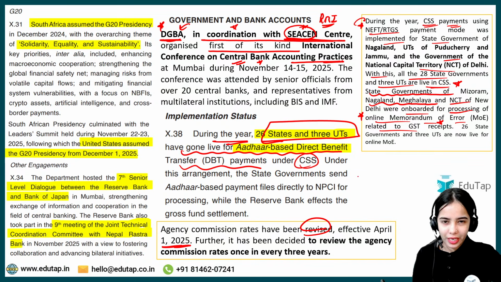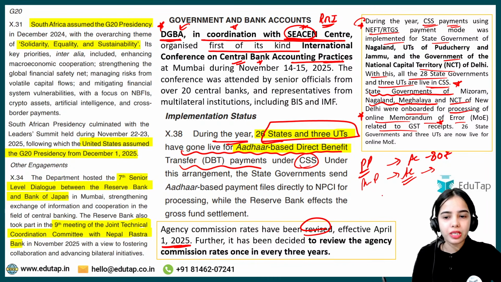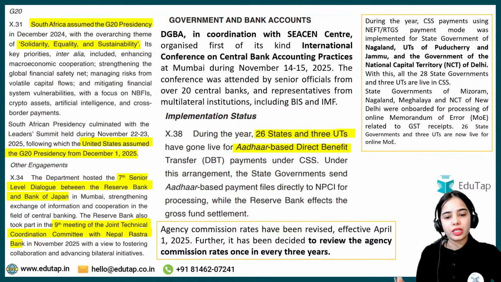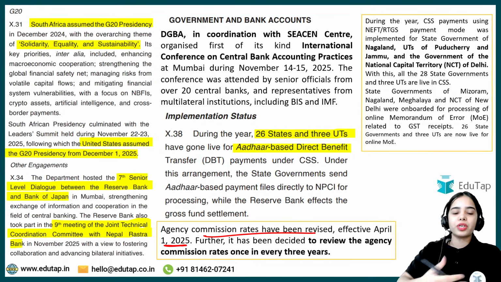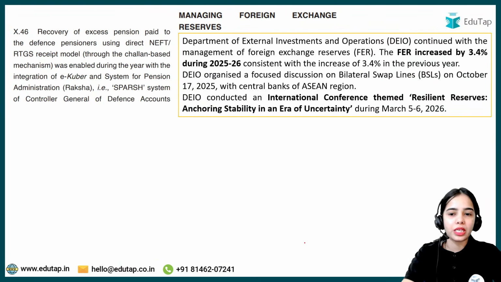Agency commission, basically, I hope you remember that in the YouTube session we discussed that for pension payments the agency commission is 80 rupees. For physical payments, the agency commission for the agency banks is 40 rupees. For e-receipts and such, there is also an agency commission. Okay, so agency commission rates have been revised in April 2025. The recent rates that you see are the rates revised in 2025. Further, it has been decided to review the agency commission rates once every 3 years.